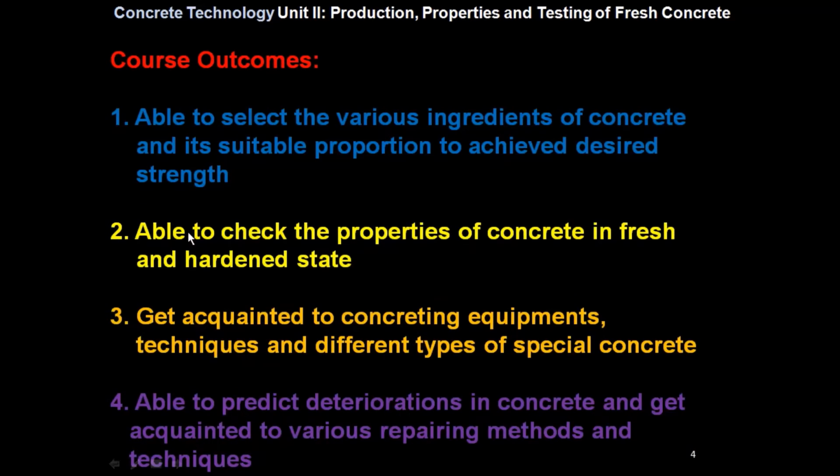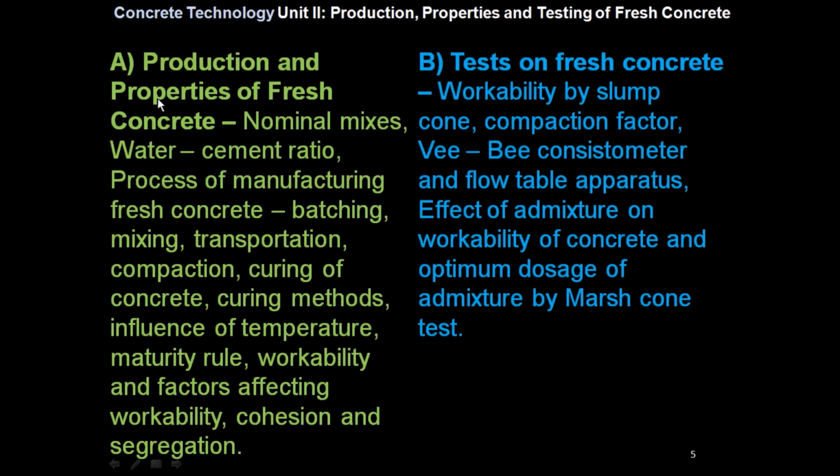Now we will see the course outcomes. The students will be able to select the various ingredients of concrete and its suitable proportion to achieve desired strength. Second course outcome, students will be able to check the properties of concrete in fresh state and hardened state. Third course outcome is students will get acquainted to concreting equipments, techniques and different types of special concrete. Fourth course outcome is students will be able to predict deteriorations in concrete and get acquainted to various repairing methods and techniques.